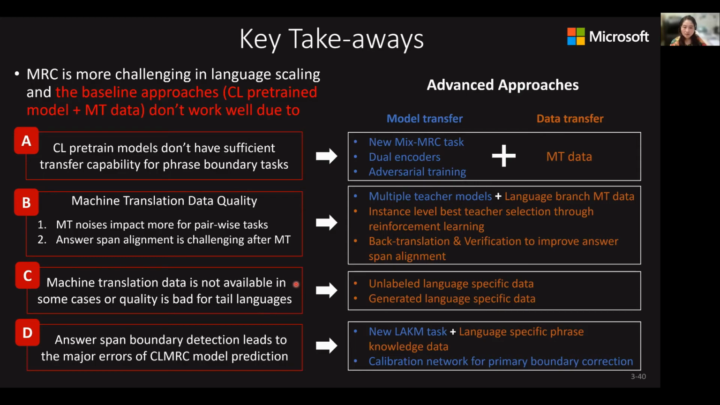Thirdly, to address the unavailability of MT data in some cases, we could also leverage unlabeled language-specific data as the generated language-specific data for data augmentation. Finally, to enhance the answer span boundary detection, the new LAKM task is designed to infuse the language-specific boundary prior knowledge during the MRC model training. Besides, the calibration network is proposed to add a new calibration module on top of existing MRC models to refine the answer span boundary.